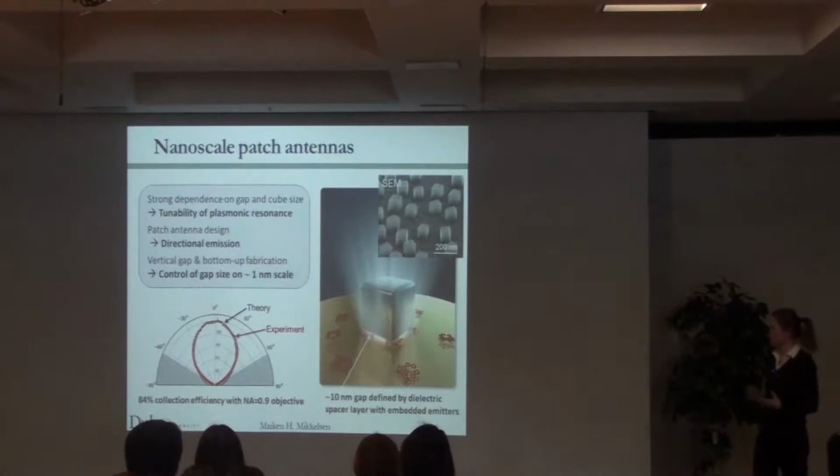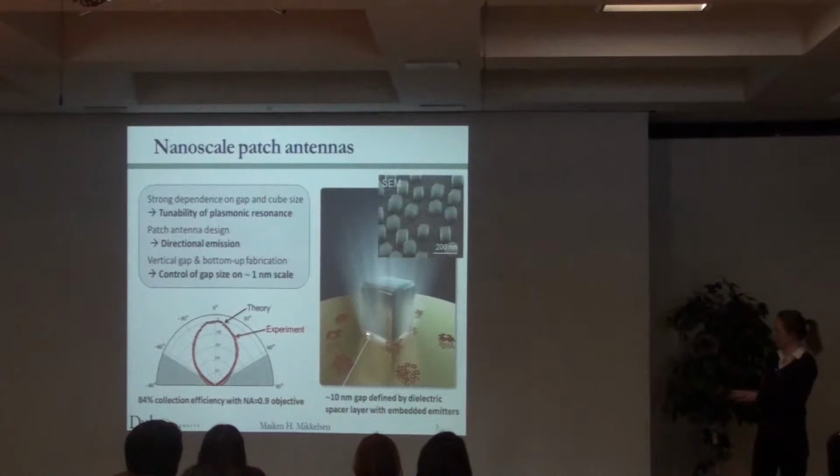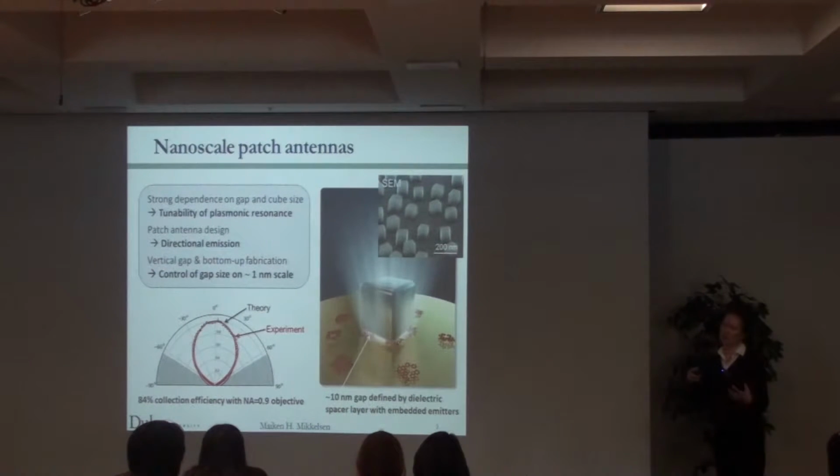One of them is that there's a strong dependence of the plasmon resonance on both the gap size and the cube size, because these structures form sort of a Fabry-Perot cavity and support gap plasmon modes here. So if you're changing the length of these cubes, you're changing the resonance. And the same if you're changing the thickness underneath, you're also changing the plasmon resonance as well as the local field enhancement. So this allows us to tune the local field enhancement and the plasmon resonance independently. It also has this patch antenna design, which gives us very directional emission, as you can see here.